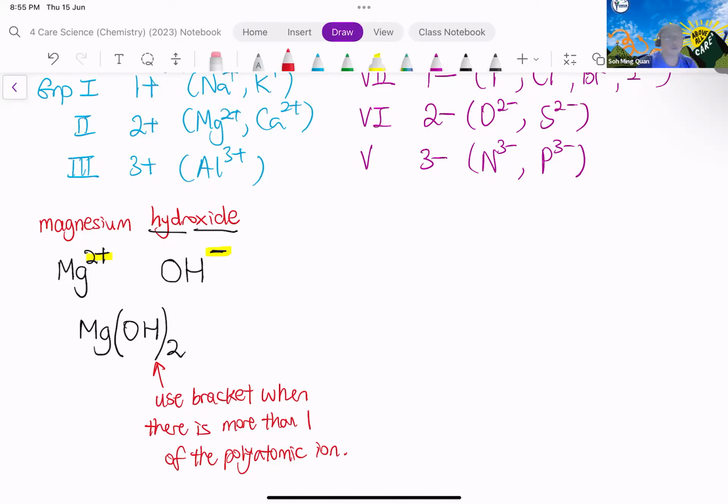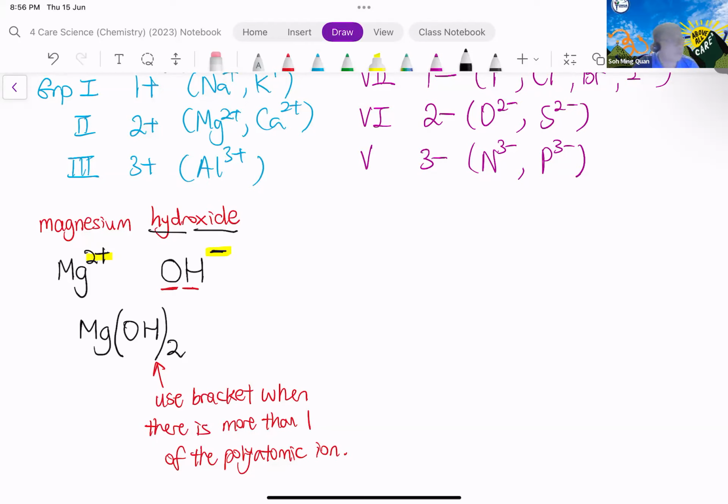Okay, so we only use the brackets when there is more than 1. When you need to put a number below it, then you put a bracket. And this applies only to polyatomic ions. You notice just now, I didn't put brackets because those are not polyatomic. Okay, so how do I know it's polyatomic? When there's more than 1 atom bonded together in the ion. So OH minus is polyatomic.